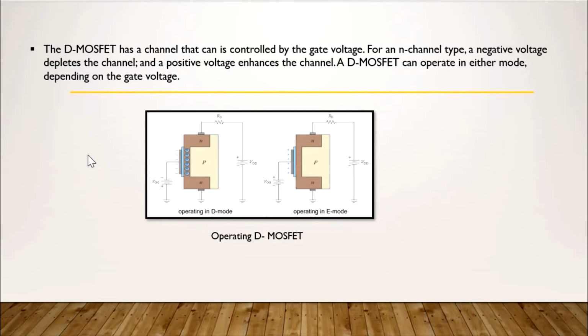The D-MOSFET has a channel that is controlled by the gate voltage. For an N-type channel, a negative voltage depletes the channel and a positive voltage enhances the channel. D-MOSFET can operate in either mode depending on the gate voltage. This is the operation D-MOSFET diagram.